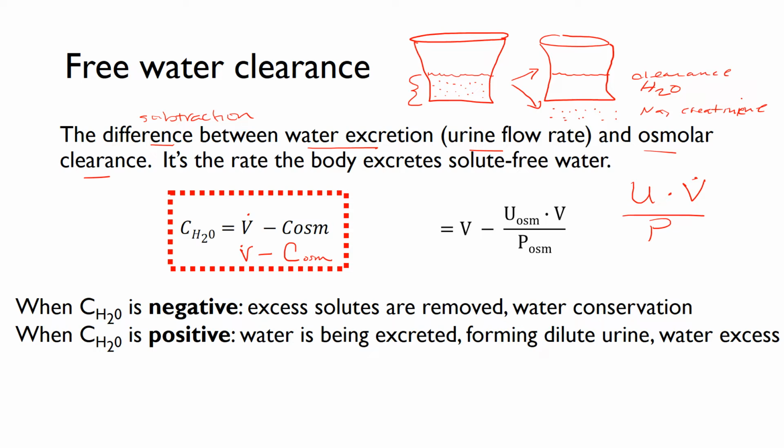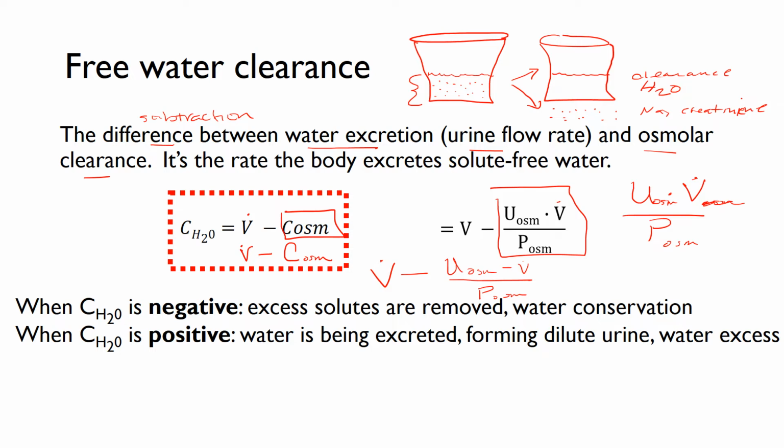So if you know the clearance equation for clearance of solutes, of osmoles, you essentially just take this equation, but you're going to look specifically at the osmoles of all of these things and plug this part of the equation into this. And so that's why we have free water clearance equals V, but this is V with a dot over it, that's urine flow rate, minus U osmol times urine flow rate divided by P osmol.